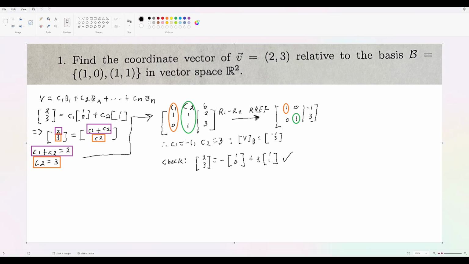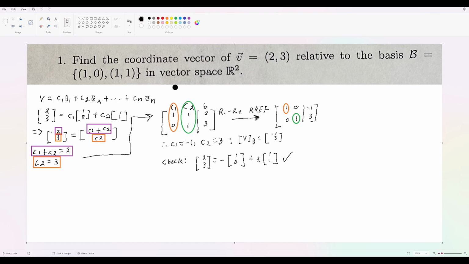Okay, so I'll just run through tutorial 3 pretty quick. The first question is: find the coordinate vector of v, which is equal to (2, 3), relative to the basis B equal to vector 1, vector 2 in vector space R2.